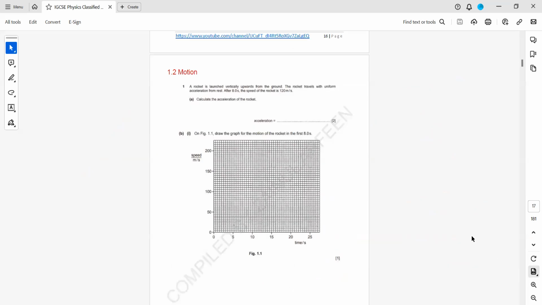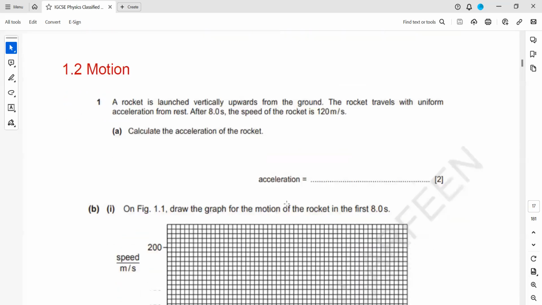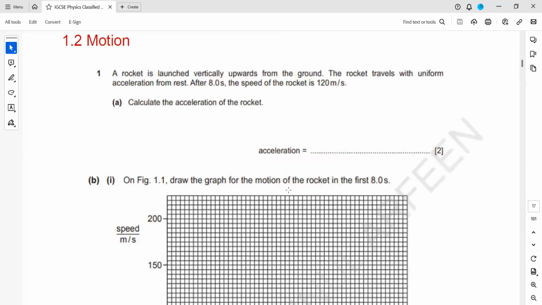The next question is related to motion. A rocket is launched vertically upward from the ground. The rocket travels with a uniform acceleration, means constant acceleration, from rest. So the starting speed is 0 if something starts from rest, and we need the acceleration.